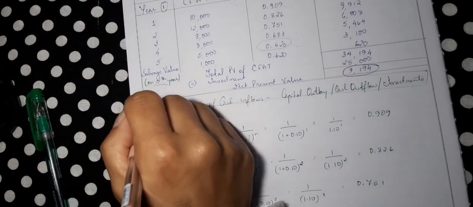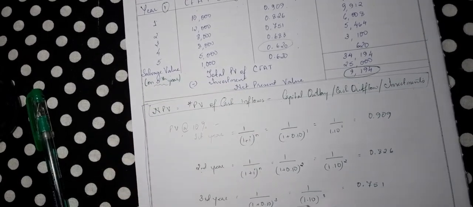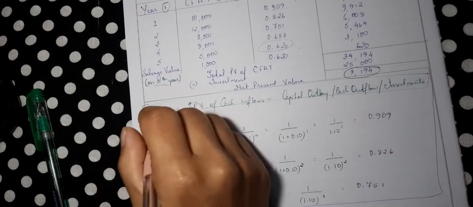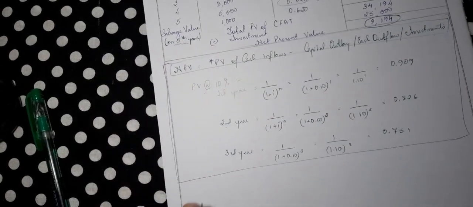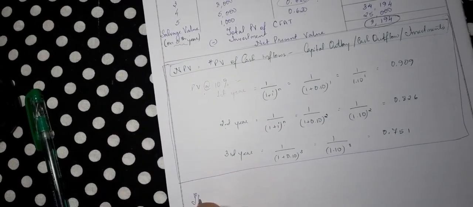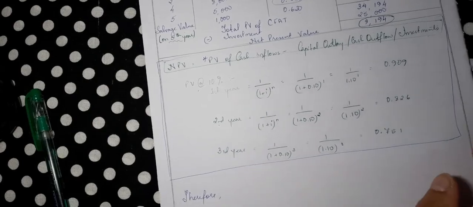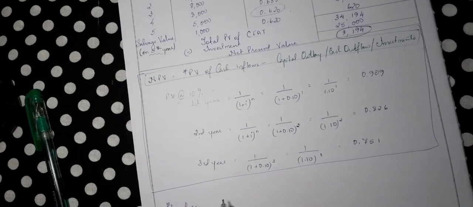So this is just a small working note for you. You can write it, you may not write it depending upon you. So you can exclude that. So in conclusion, therefore, we'll write down therefore the firm can opt for this project.